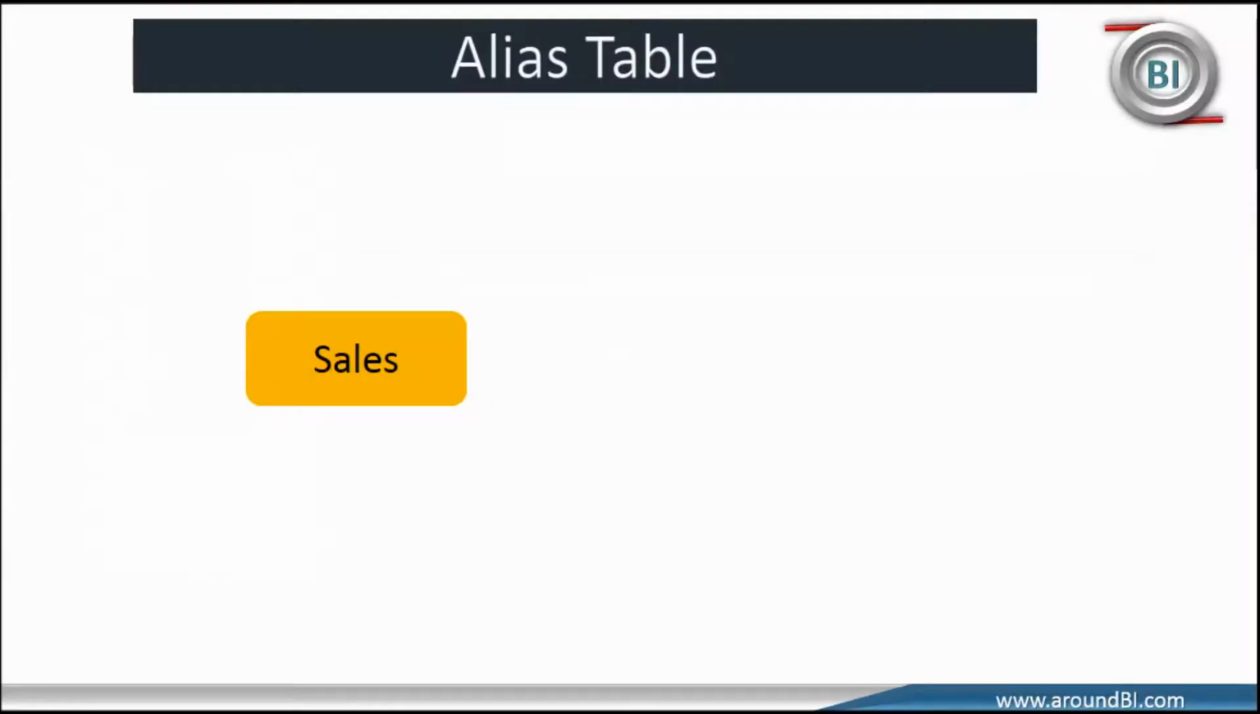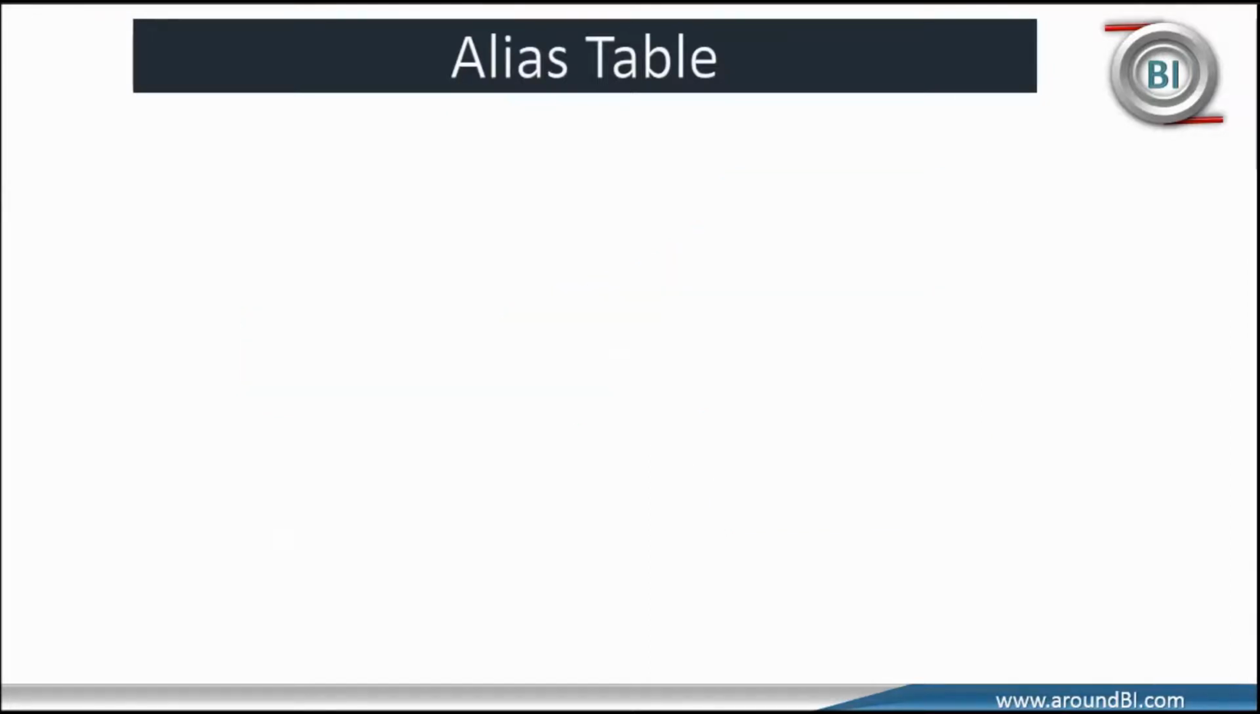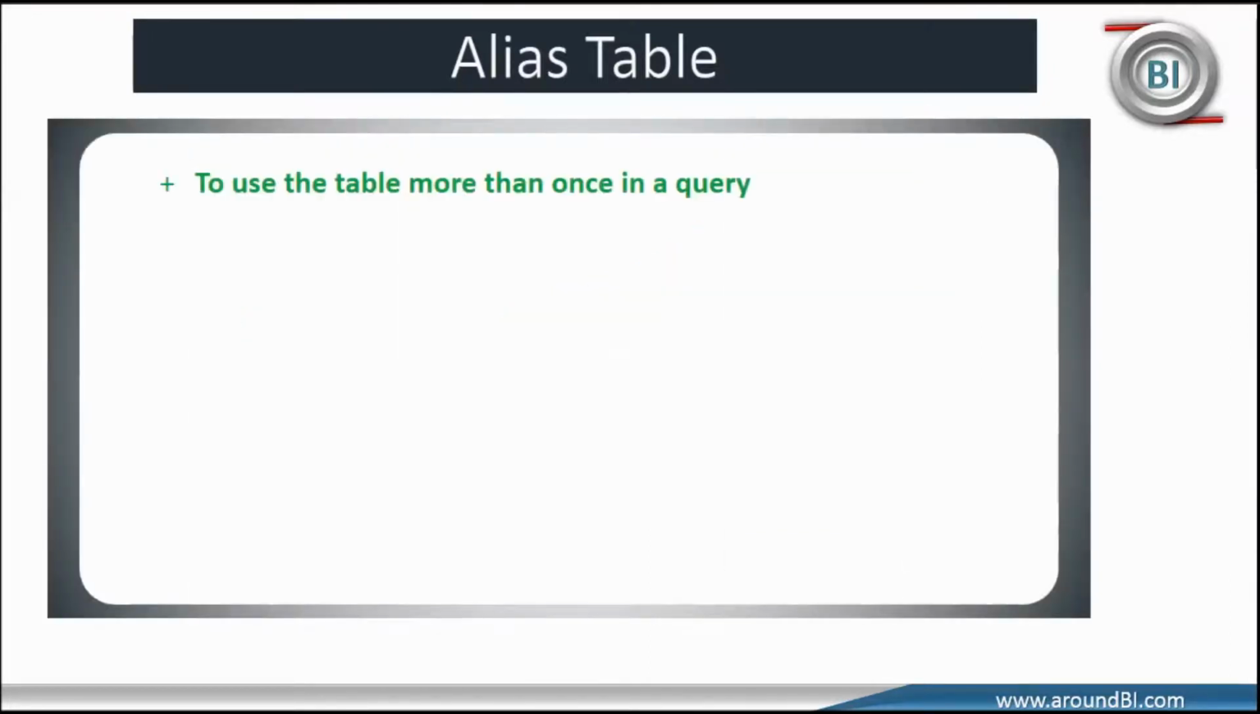Another example of using alias would be customer region and supplier region, where both tables would be alias of base table region. We should always look carefully at the universe schema and find out which table is playing more than one role. There may be a need to create alias table to get correct results. So we got the idea that the main reason for using alias is to use the table more than once in a query. What are the other reasons for which we need an alias table in universe?